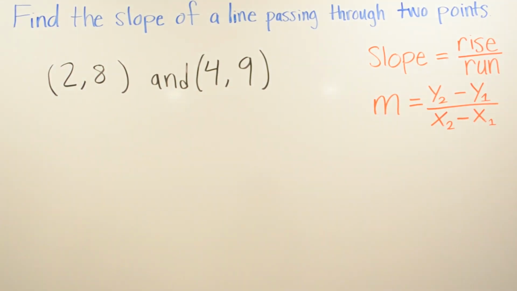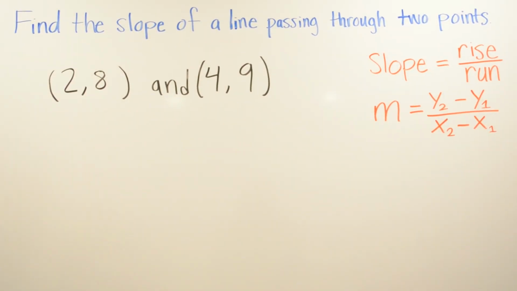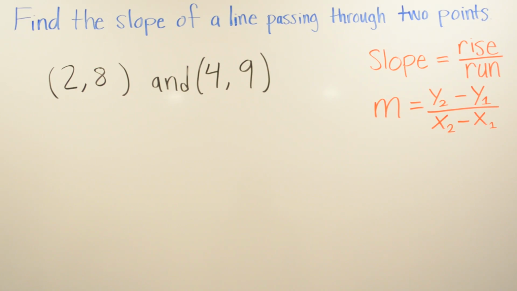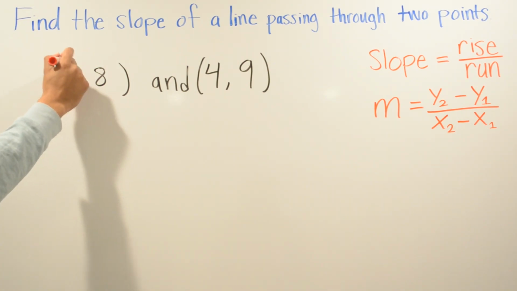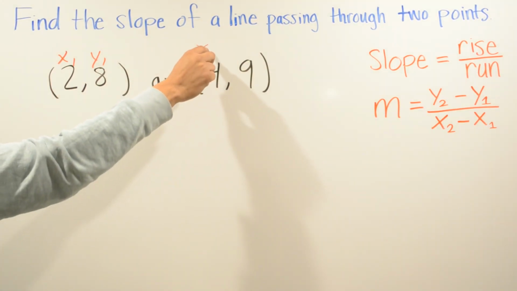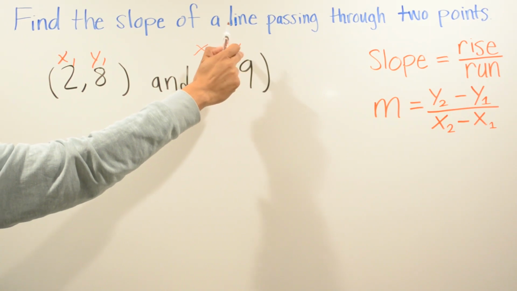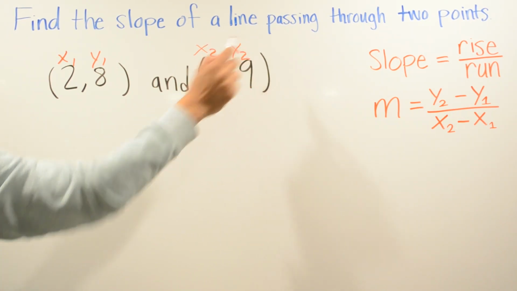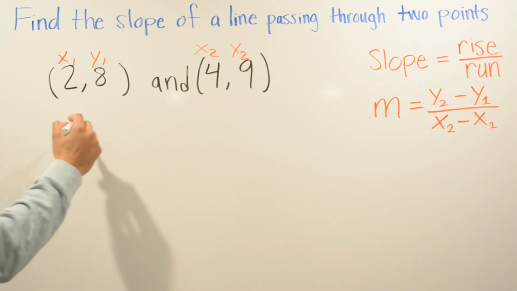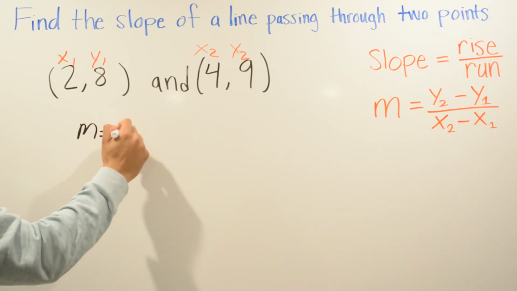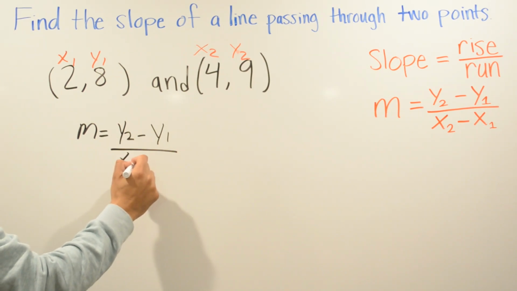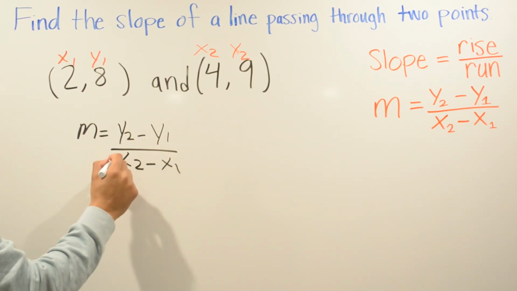In this problem, we're going to be using 2 and 8, and on the other point, we're going to be using 4 and 9. I'm going to go ahead and label them so I won't get confused. Go ahead and put x1, y1, x2, y2. Then I'm going to go ahead and just put in the formula. And for slope, y2 minus y1 divided by x2 minus x1.